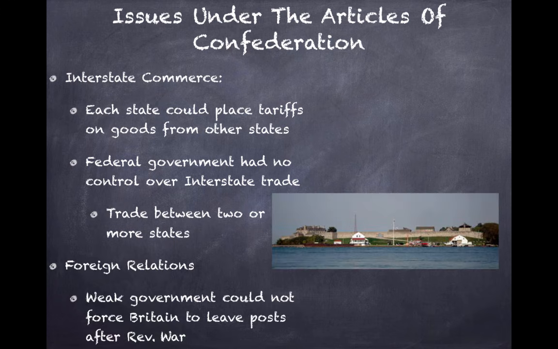Foreign relations: there was a weak government that could not force Britain to leave posts after the Revolutionary War. So a lot of forts in, say, the Northwest Territory, Britain was still in, and they refused to vacate those forts as they were supposed to with the Treaty of Paris of 1783. And the government was so weak they couldn't force Britain to do so. It's not really until after the War of 1812 that Britain does leave.